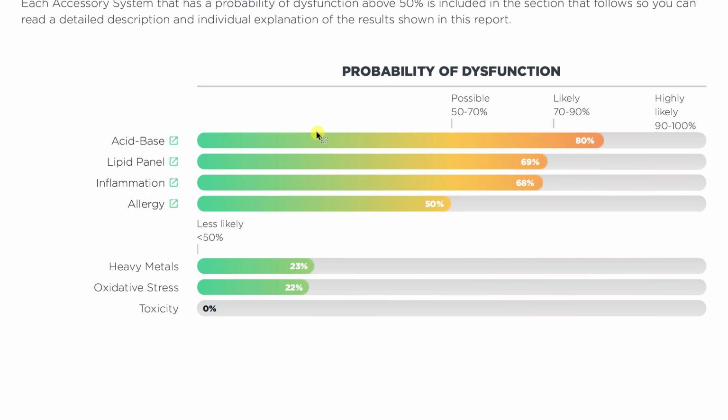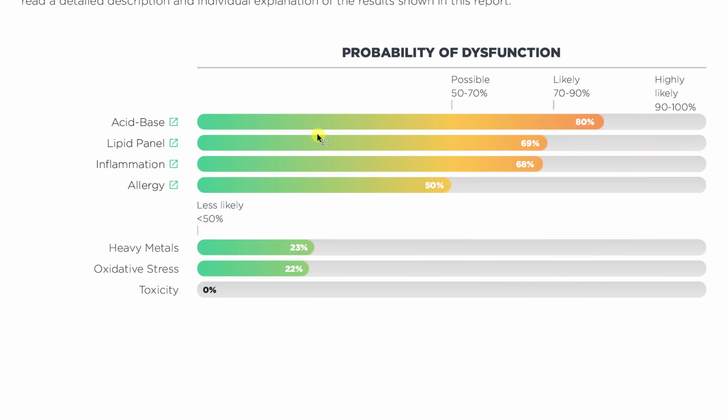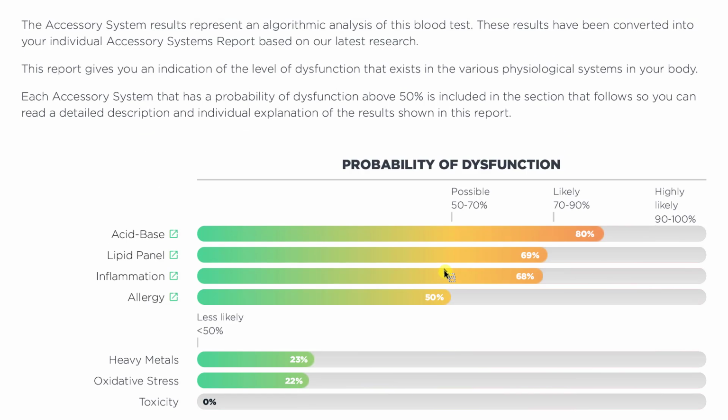Moving on, looking at accessory systems, these are the systems that support the main physiological systems. And as you can see here, your acid-base chemistry is imbalanced at 80% dysfunction. This indicates that you have pH imbalance in the body, which is usually due to nutritional deficiencies. Second to that would be your lipid panel. Of course, if your cardiovascular risk is elevated, we would expect to see your lipids to be abnormal. Inflammation markers are also high, so your inflammation index score is high. And then there is some signs here for allergies, environmental toxins, and or digestive parasites, which, by the way, could be contributing to inflammation as well as elevated lipids.